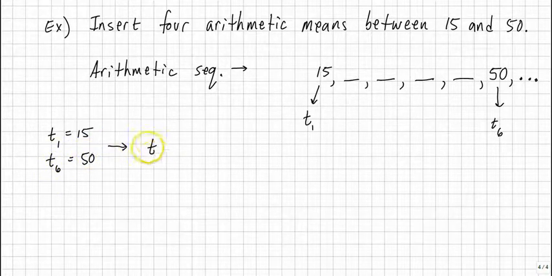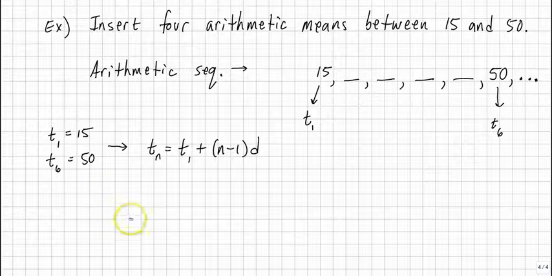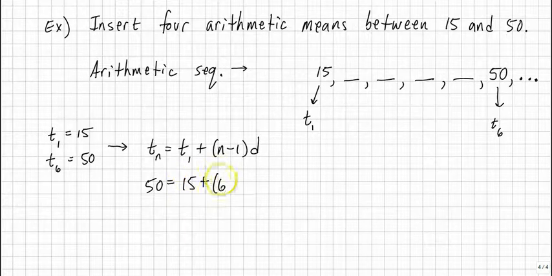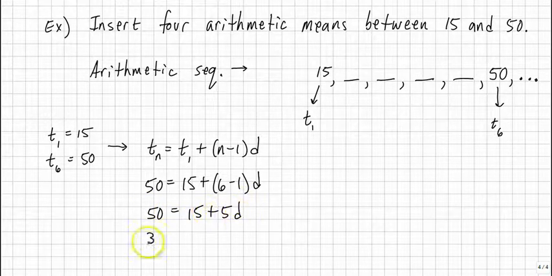So let's see. We know that the nth term is equal to the first term plus n minus 1 times d. Well, we know that the 6th term is 50, so 50 should equal the first term plus 6 minus 1 times d. So 50 should equal 15 plus 5d. So 35 should equal 5d. So the common difference must have been 7.